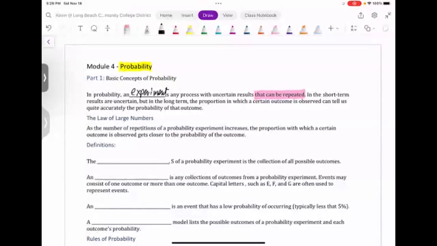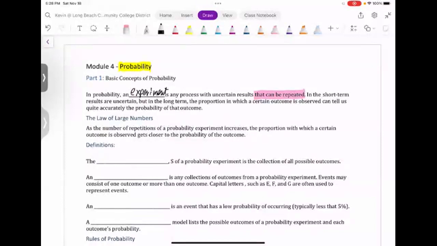In the short term, results are uncertain, but in the long term, the proportion in which a certain outcome is observed can tell us quite accurately the probability of that outcome. That brings us to the law of large numbers. Basically, the more you do an experiment, the closer you're going to get to the true probability of what it is that we're looking at.